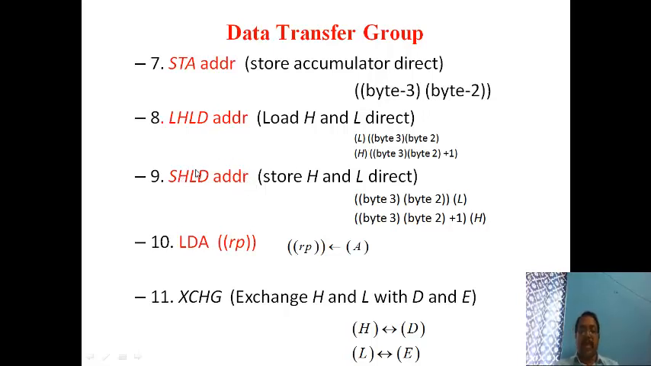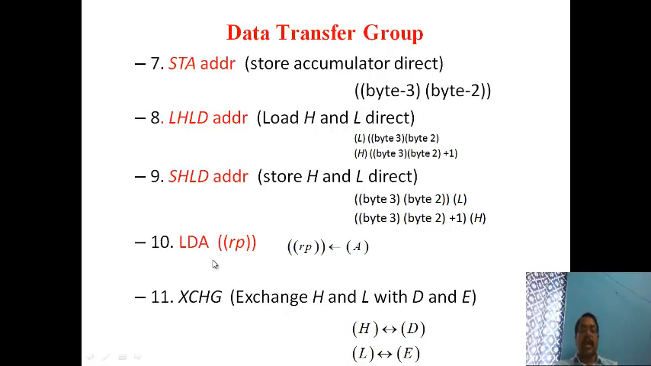Okay, I repeat, SHLD, store the HL content direct to the address specified. The specified address is 16-bit. That 16-bit address can hold a value of 8-bit. So for example, if it is SHLD 4500, the L value will be moved to 4500. Then the address will be incremented by 1 to the next location. The H content value will be loaded.